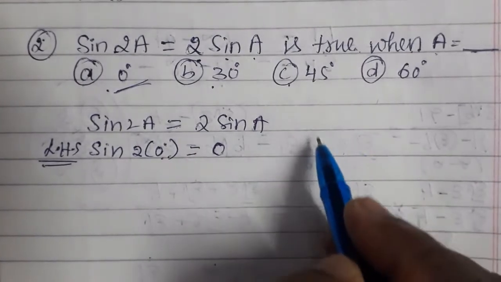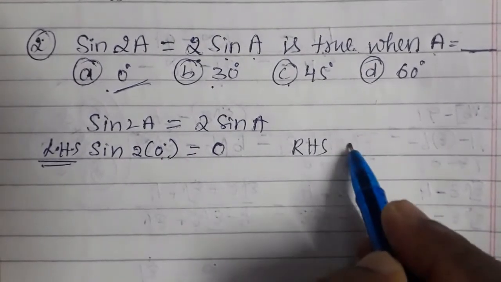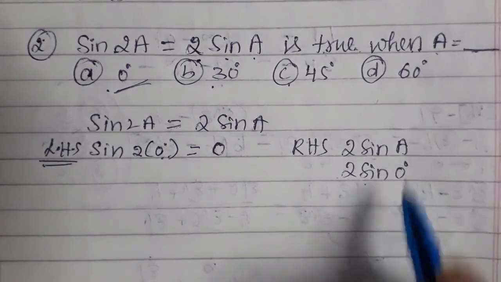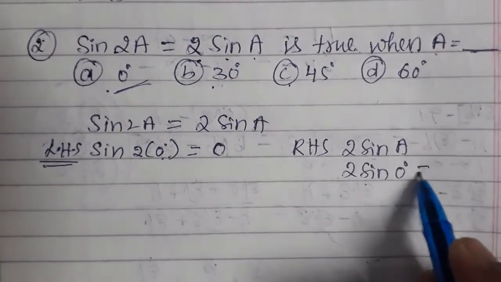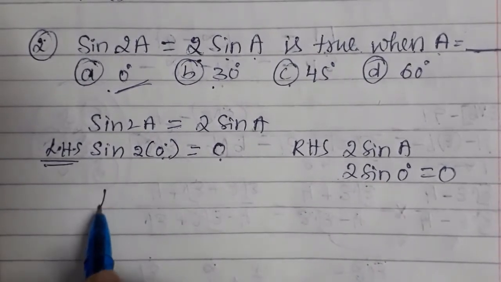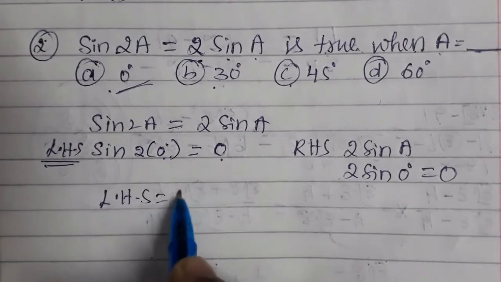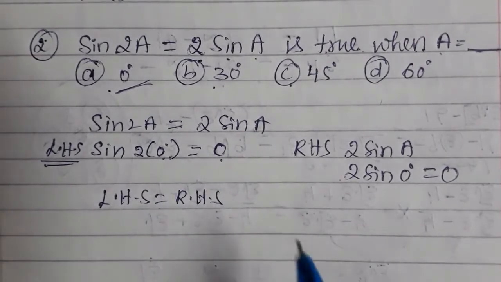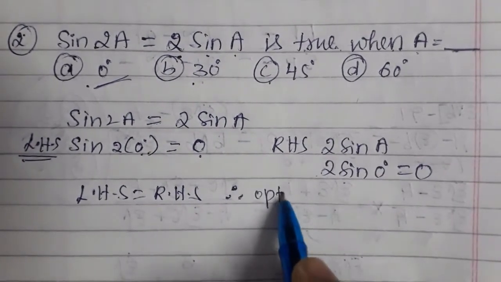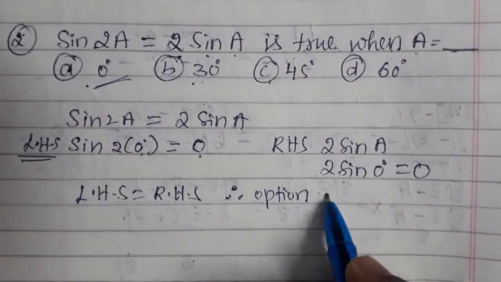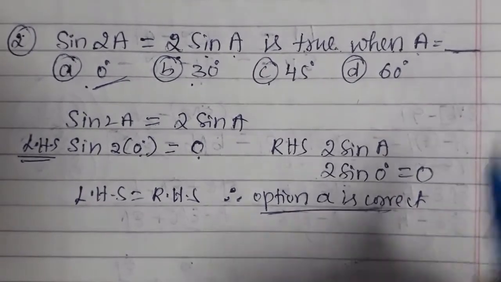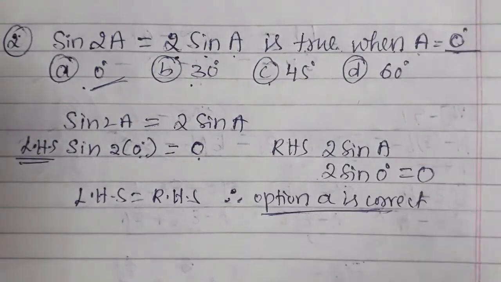Now we will see the right hand side. RHS is 2 sin A. I have taken 2 sin 0 degree. 2 sin 0 degree is nothing but 0 because the value of sin 0 degree is 0. So therefore it is clear that when LHS is equal to RHS, the value of A must be 0. So therefore option A is correct. The value of A is 0 degree.